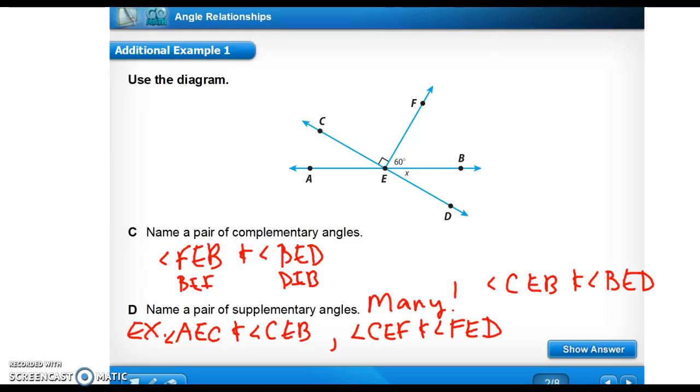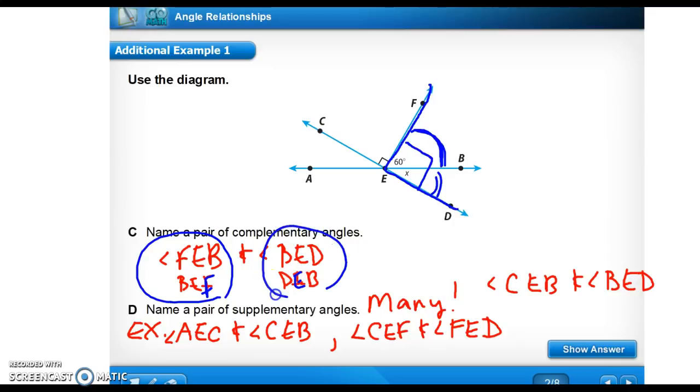Okay, first starting with the complementary angles. Right here you see 90 degrees. Now remember, complementary means you have to name two angles that add up to 90, so it would be these two angles in here. The first one is this one, which you could name either FEB or BEF. So excuse my writing here. Remember, you can name the angle two ways. On the other angle here, you can name BED or DEB.